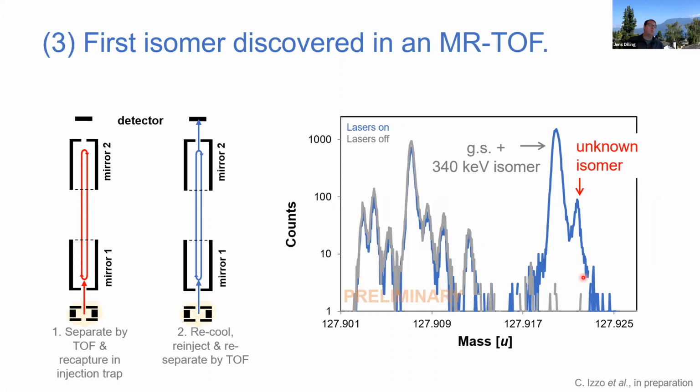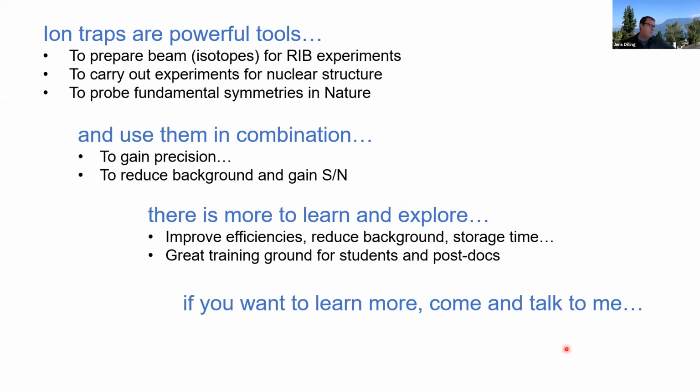And the third was we could actually identify an unknown isomer that appeared here at the shoulder, and this is something that we're still trying to figure out, but that hasn't been seen so far, and we could resolve that. So this is a forthcoming publication by our postdoc, Chris Izzo.